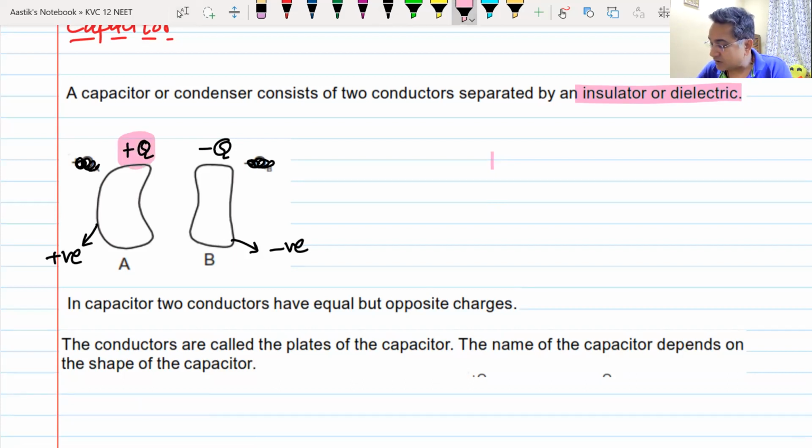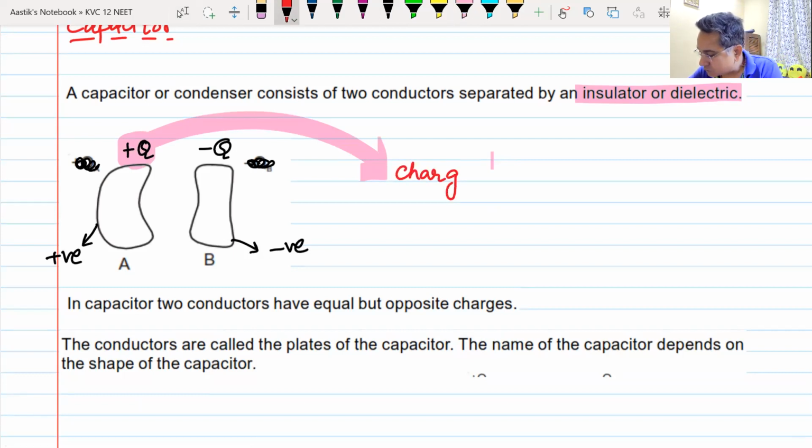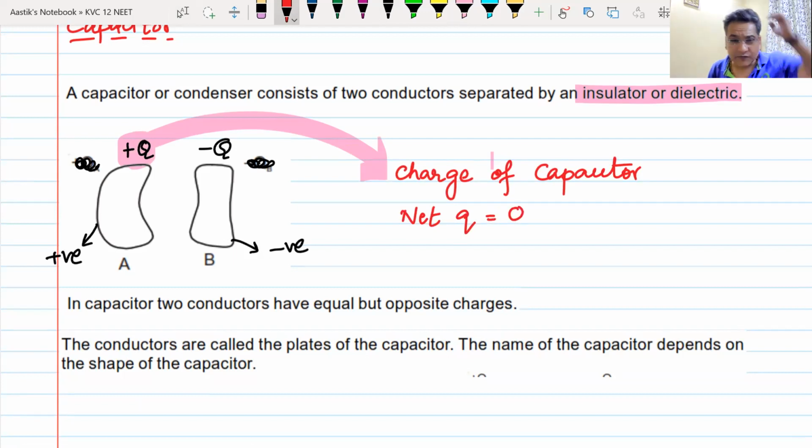Now, the charge on the positive plate of the conductor is known as the charge of the capacitor. As you can see, the net charge of the capacitor is 0, but we don't call the charge of the capacitor 0; the charge on the positive plate of the capacitor is known as the charge of the capacitor. Do we understand this?